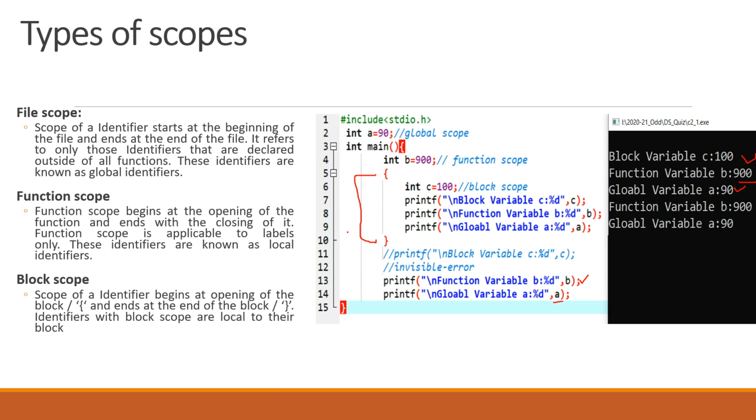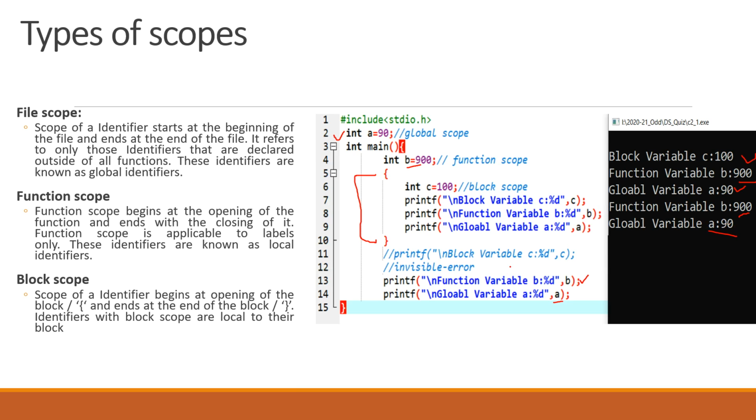Now my block is ended. Now we'll try to access other things. C is invisible, so I will not take any risk of accessing that. I just made it a comment. Now I'm trying to access B in the printf statement. B's scope is still there. I did not change the value of B, so B remains the same, that is 900. I'm trying to access A even from this function also. It is possible for me to access it. The value of A did not change, so A is 90 only.